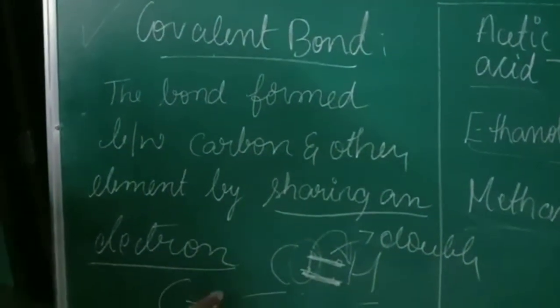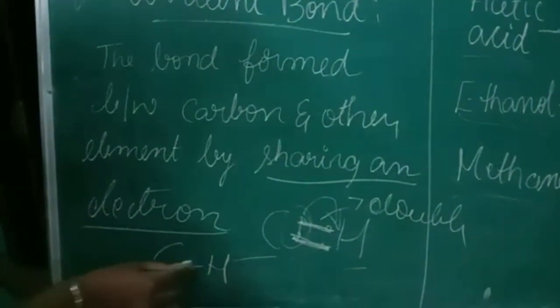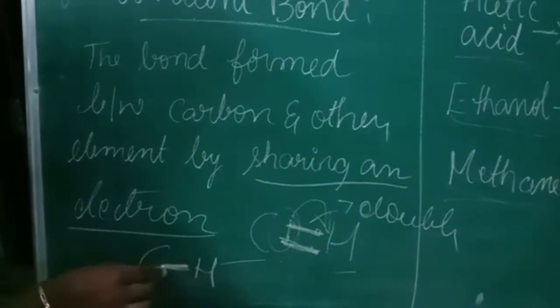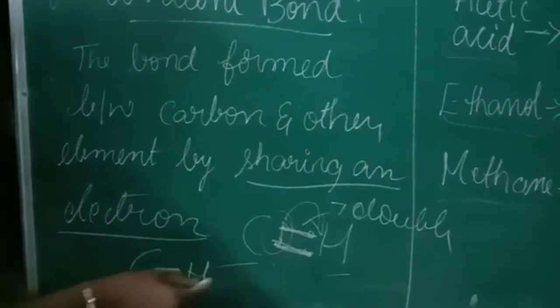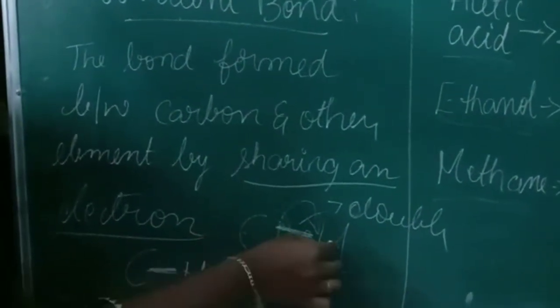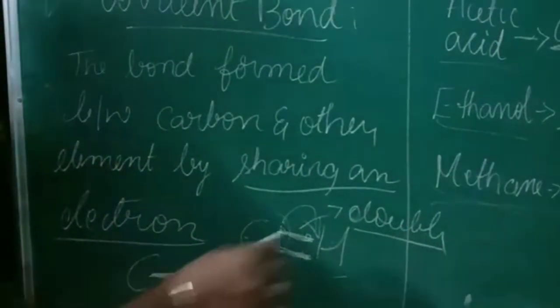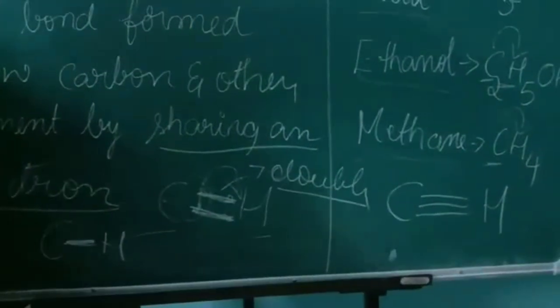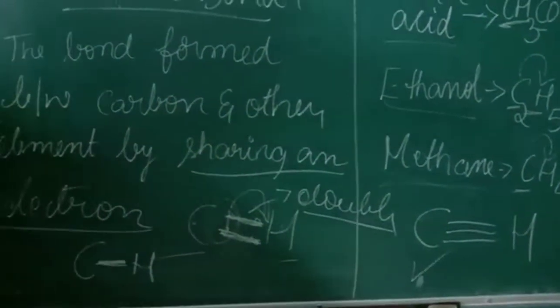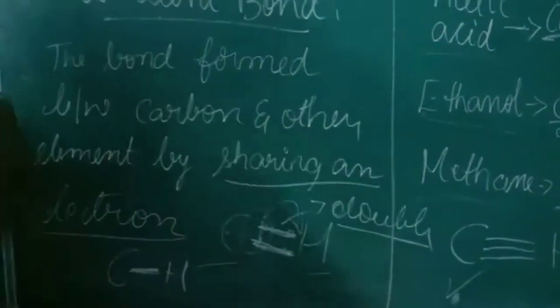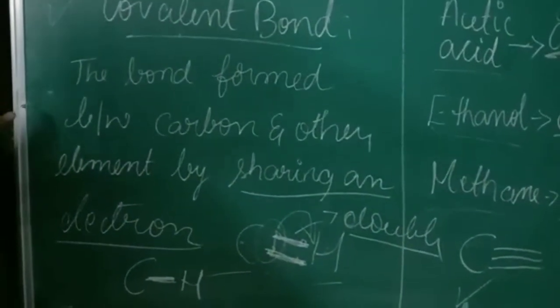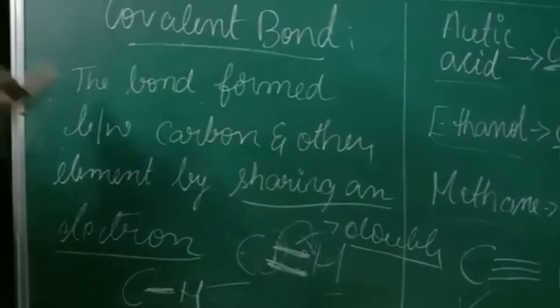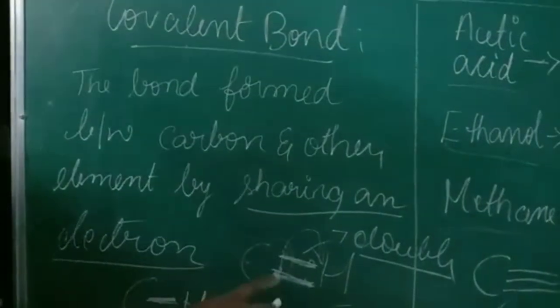If there is one line between 2 different elements, we call it a single bond. If there are 2 lines between 2 different elements, we call it a double bond. Similarly, if there are 3 lines between 2 elements, we call it a triple bond. This is how covalent bond formation is done. Very important question: what is a covalent bond? The bond formed between carbon and any other element.